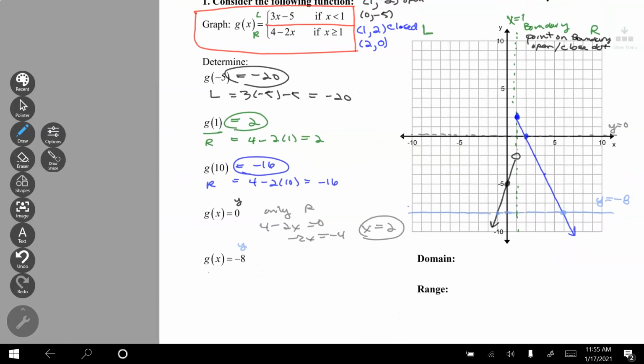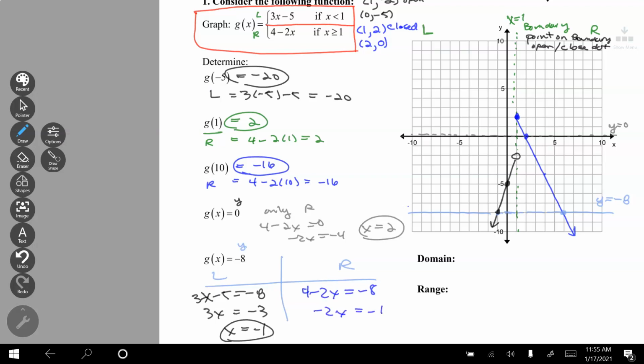So I could do the left side, I could do the right side, and on the left side, it's 3 minus 3x minus 5 is equal to -8. Add 5, 3x is equal to -3, x equals -1, and it does hit right here at x equals -1. And on the right side, I could do 4 minus 2x is equal to -8. -2x is equal to -12. Divided by -2, x equals 6. I do see it does hit at x equals 6.